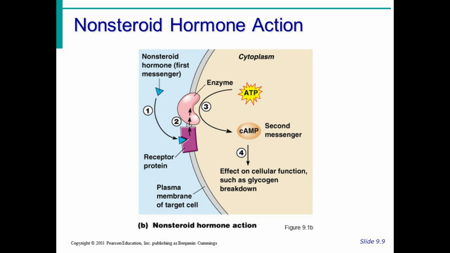So first, we have a non-steroid hormone, which is our first messenger. It will attach to the receptor protein, the violet one, in the plasma membrane of the target cell. So the model here is lock and key. Usually, the shape of the receptor protein is the same size as the non-steroid hormone. It will then activate the enzyme near it to catalyze or produce a secondary messenger. In this case, the secondary messenger is the cAMP, or the cyclic adenosine monophosphate. This secondary messenger inside that cell will then produce an effect on cellular functions such as glycogen breakdown.